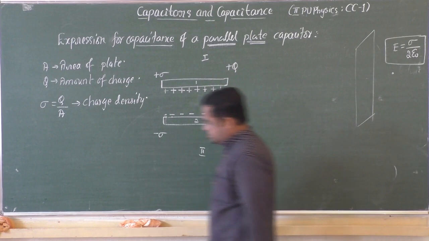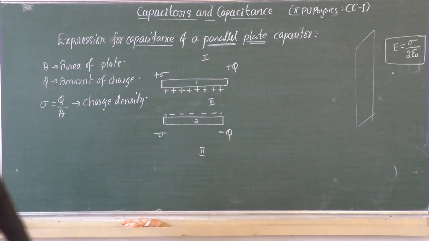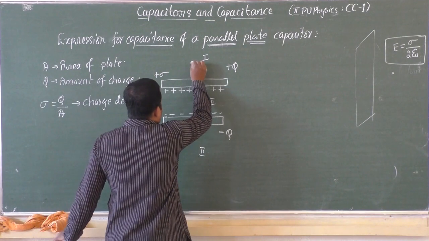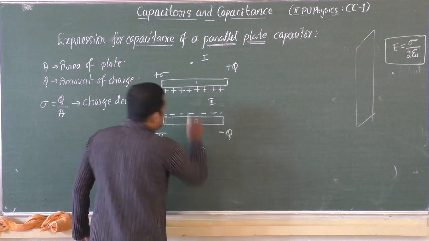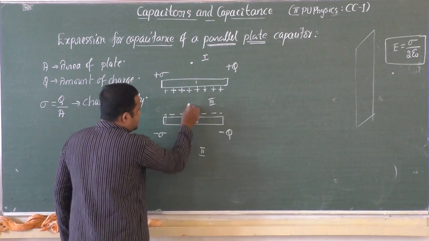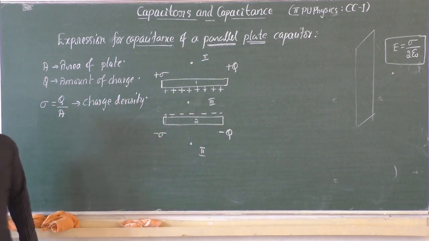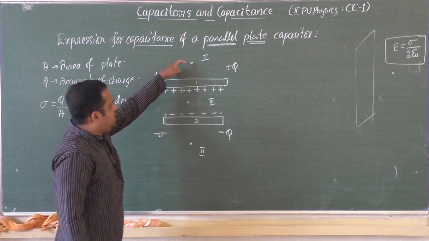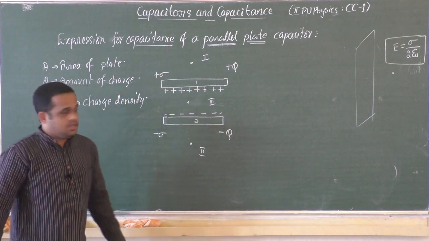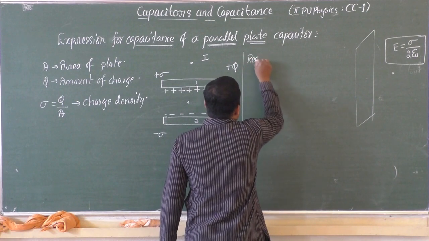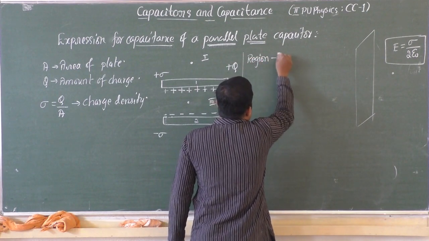Now let us try to write the expression for electric field due to this capacitor or this arrangement in these three regions. Expression for electric field here, here and here. First of all, consider the region 1.